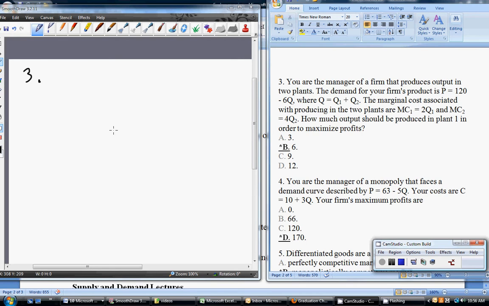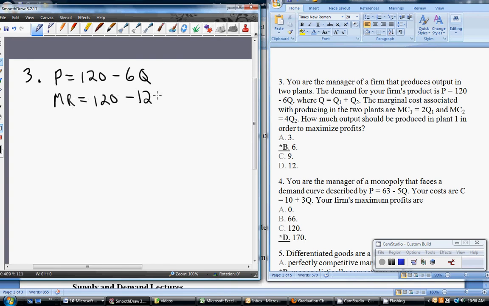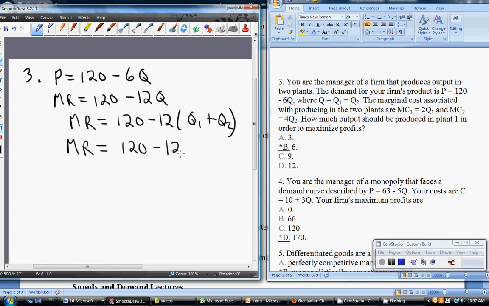Number 3 is another multiple plant problem. First thing we'll do is get marginal revenue. Next, we will substitute each plant's output in for Q. Simplify it. And we get that expression.